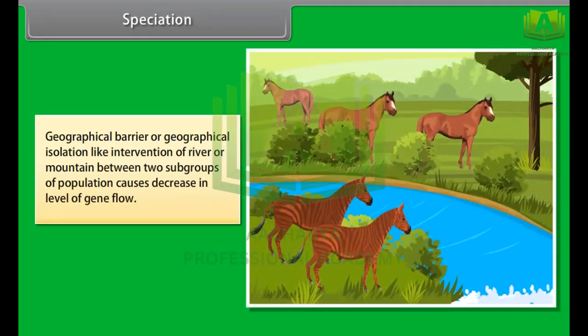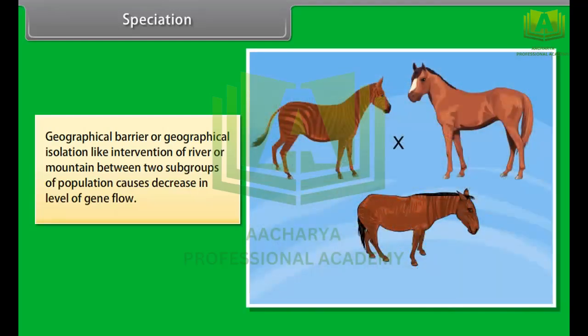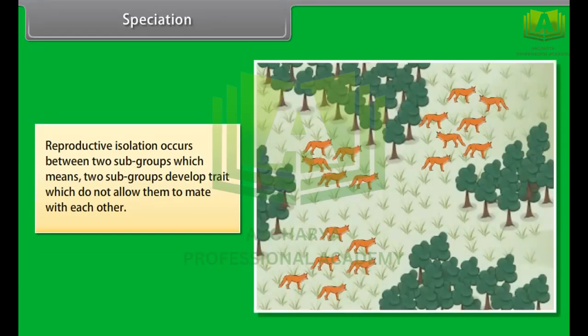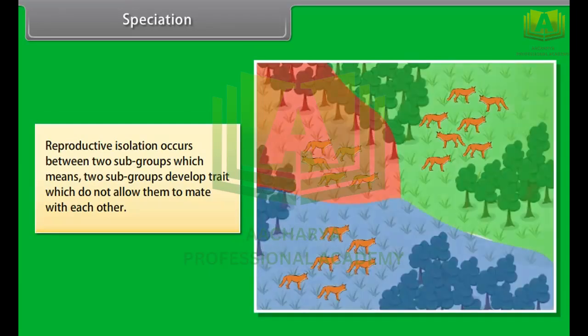Geographical barrier or geographical isolation, like intervention of a river or mountain between two subgroups of a population, causes a decrease in the level of gene flow. Reproductive isolation occurs between two subgroups, which means two subgroups develop traits which do not allow them to mate with each other. Evolution and classification.